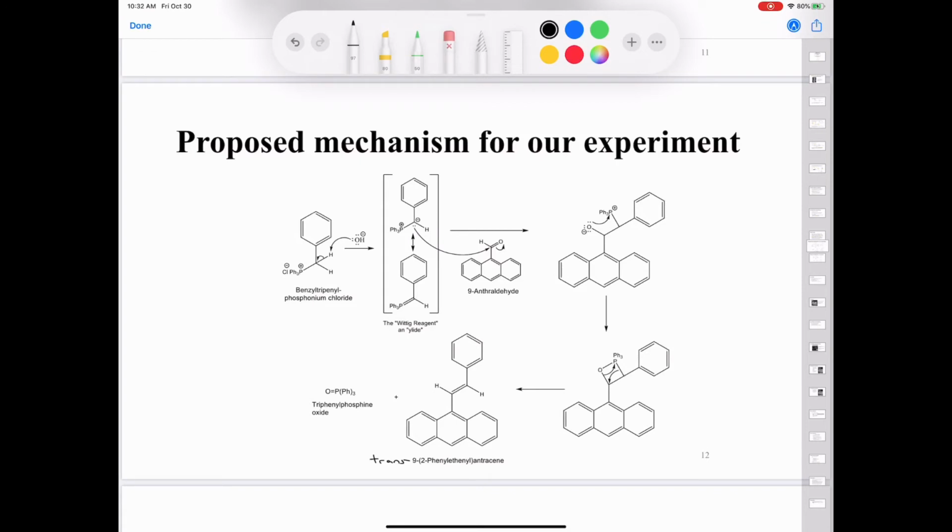We've looked at the mechanism of the Wittig reaction so far. Let's take a look at the proposed mechanism for our experiment. First, we're going to take the benzyl triphenylphosphonium chloride and deprotonate it with sodium hydroxide to form our ylide. The ylide is going to act as a nucleophile and attack the aldehyde on 9-anthraldehyde. We end up with our betaine intermediate, shown right here, which closes up to give us the oxaphosphetane, which undergoes a fragmentation to produce our desired product and triphenylphosphine oxide. You should be able to draw all of the curved arrows for this reaction mechanism.